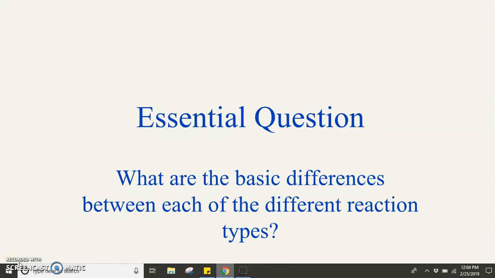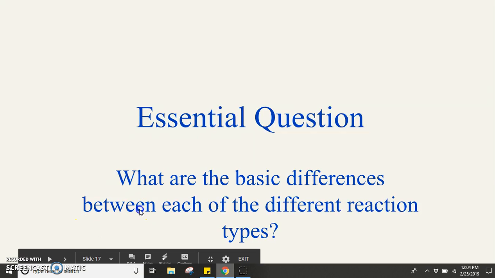Alright, so here's the next screencast for Honors Chem on identifying reaction types. Our essential question is, what are the basic differences between each of the different reaction types? Instead of just being able to balance a chemical equation, we're now going to look at chemical equations and be able to tell what type they are.